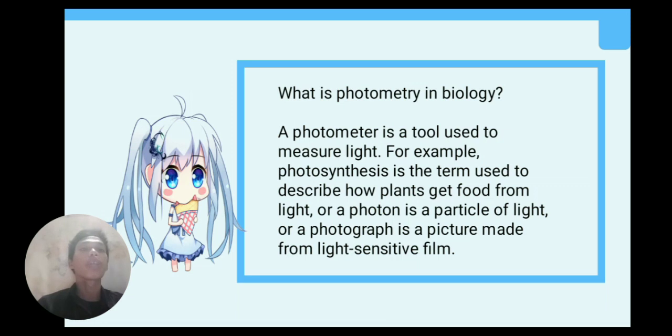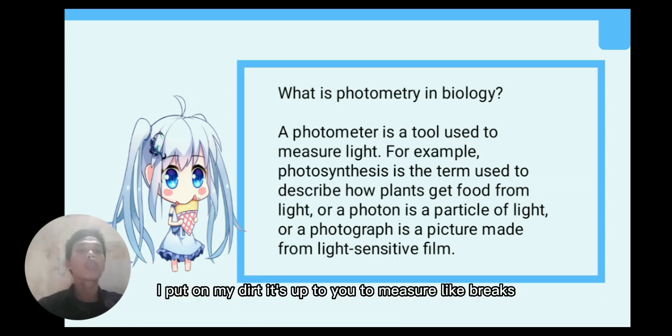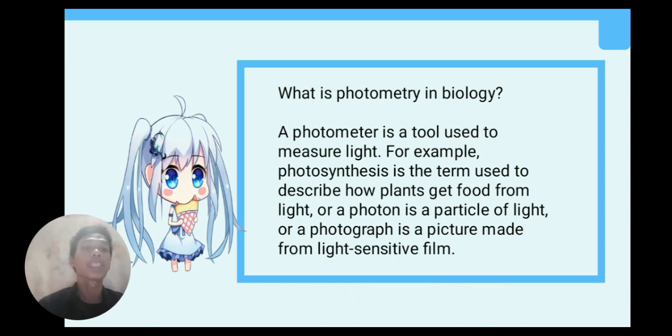What is photometry in biology? A photometer is a tool used to measure light. For example, photosynthesis is the term used to describe how plants get food from light. Or a photon is a particle of light. Or a photograph is a picture made from light-sensitive film.